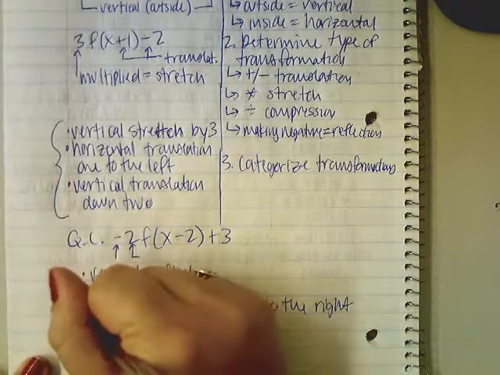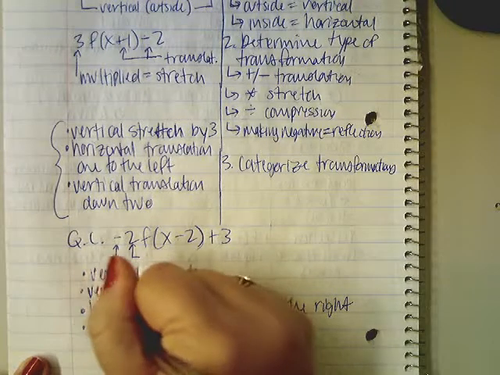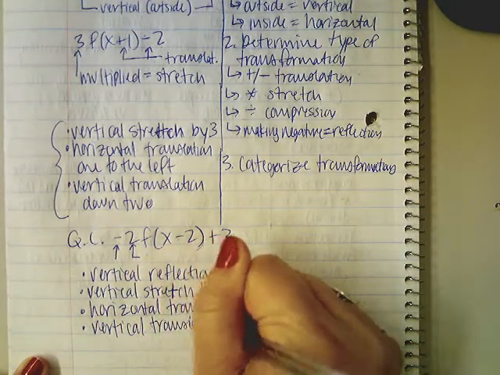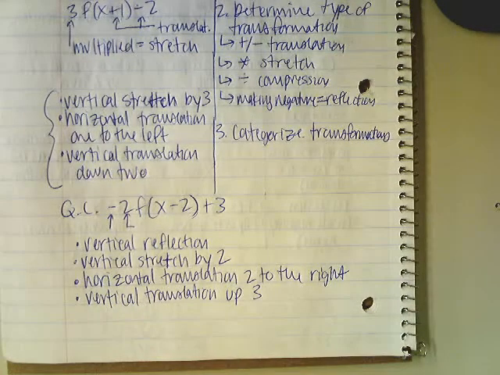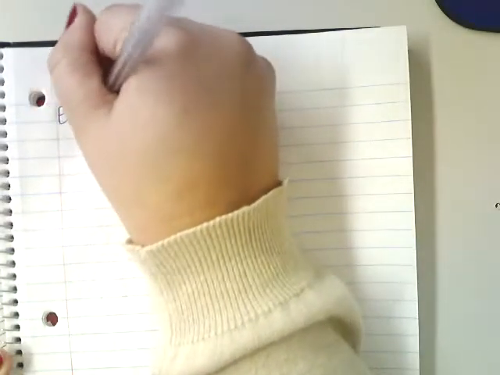And last but not least, a vertical, because I go back outside the function, it's outside the parentheses. A vertical translation up 3. So those are my transformations. I'm going to do one very quick example as fast as I can with absolute value graphs so that you get a quick intro to that before I finish these notes for today.